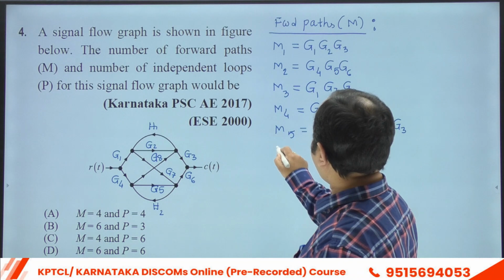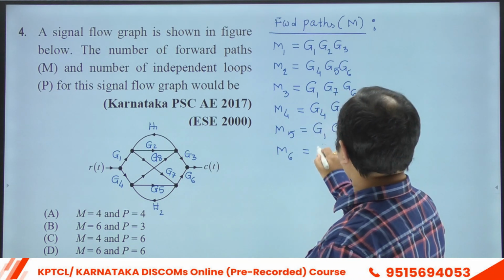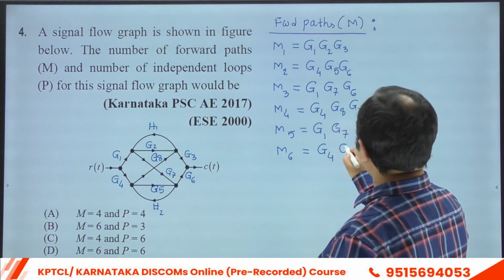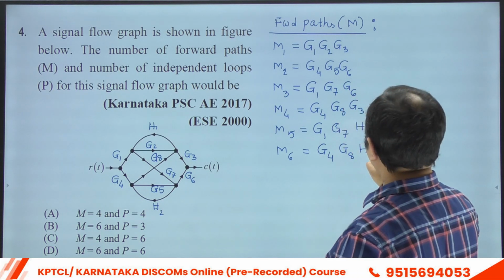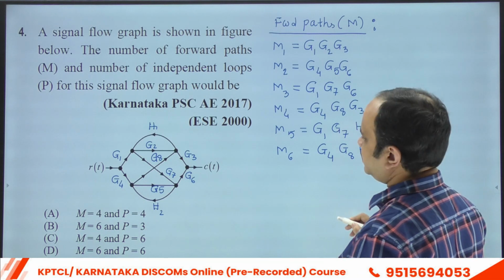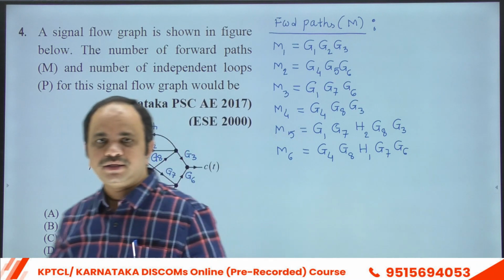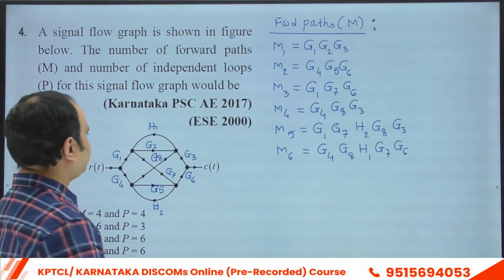Similarly, another symmetric path: G4, G8, H1, G7, G6. Okay, so there are 6 forward paths in this particular signal flow graph.